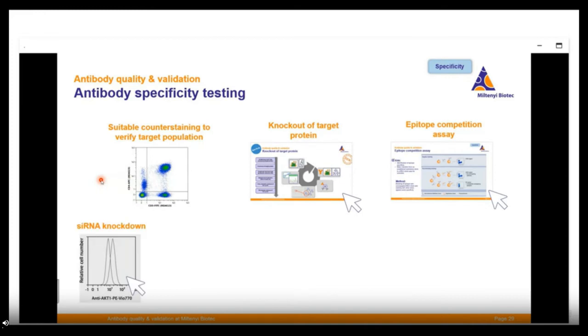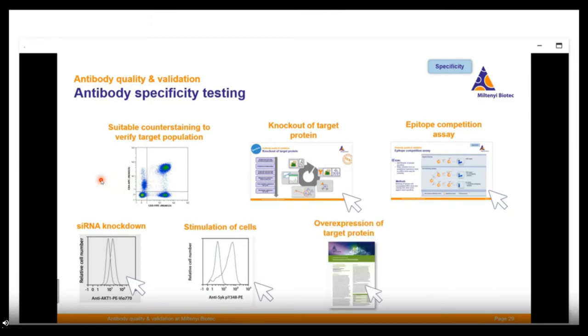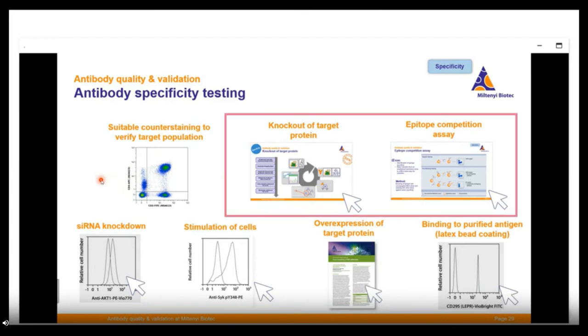Moreover, for specificities that require additional assays, we also perform tests like siRNA knockdown. We perform tests with stimulated cells, overexpression of the specific target protein, as well as experiments like binding of purified antigen that is coated on latex beads. Now, as I said, in the field, really high quality specificity tests are recognized to be validated by assays such as the knockout of the target protein, as well as testing the epitope recognition.